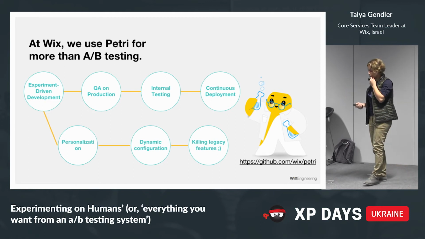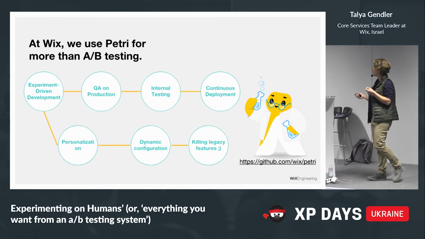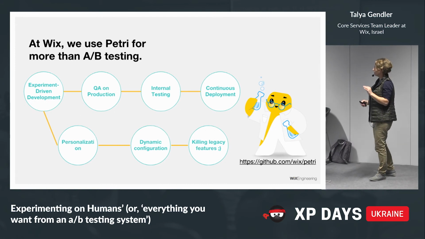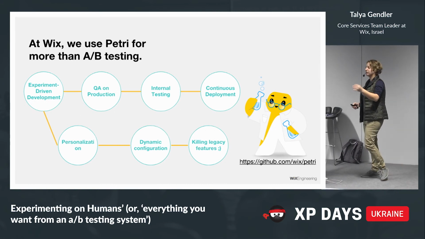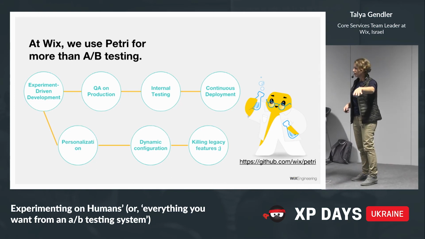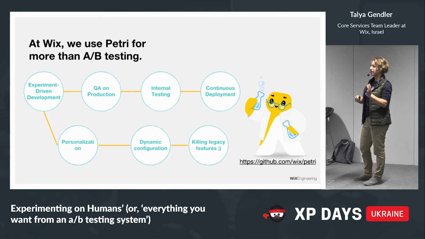And at Wix, we use the system for A/B testing, but also for many other creative things, okay? So for example, sometimes we have sales that are targeted for a specific country, for their holiday, for only a specific week. And sometimes we have QA that's testing things on production instead of staging environments. And many of our features actually go through this cycle.